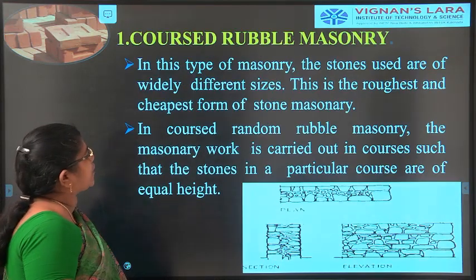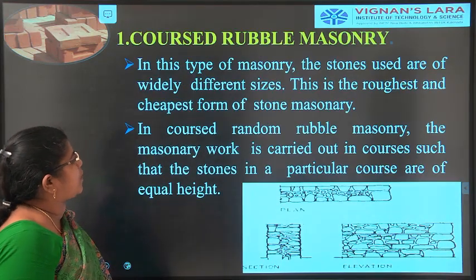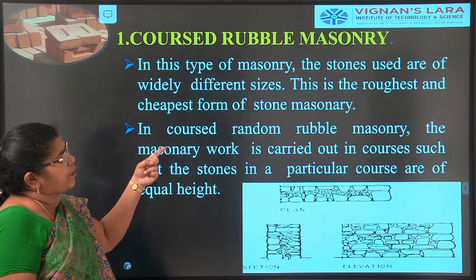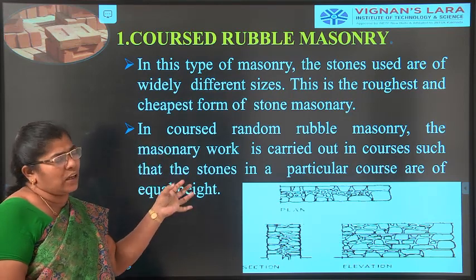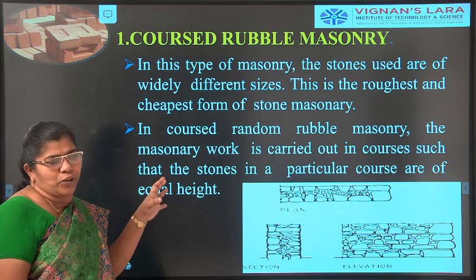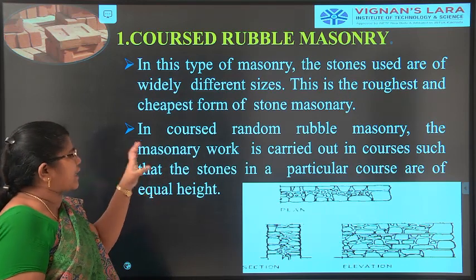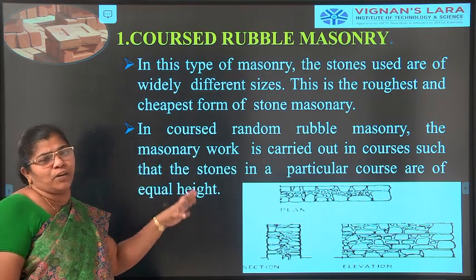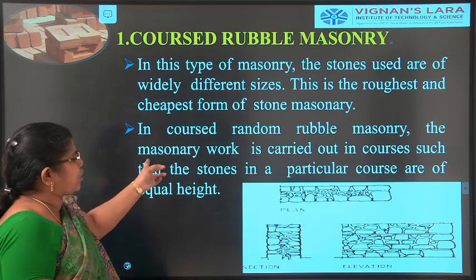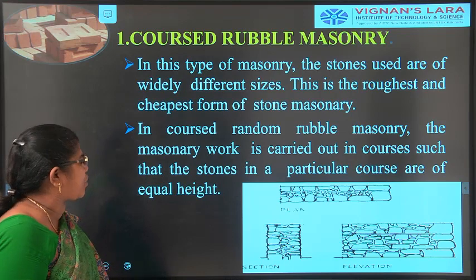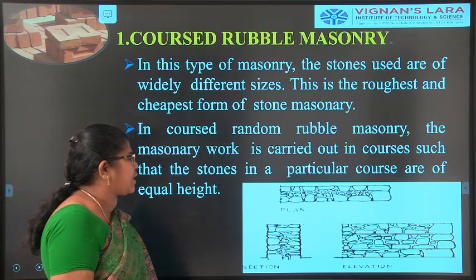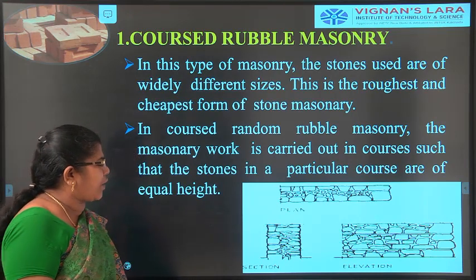So first I will tell you about the coarse rubble masonry. In this type of masonry, the stones used are of widely different sizes. Uniform size is not there. This is the roughest and cheapest of stone masonry. And in coarse random rubble masonry, the masonry work is carried out in courses such that the stones in a particular course are of equal height.